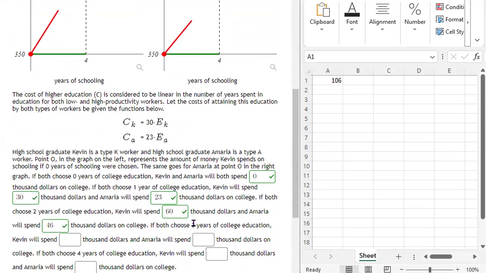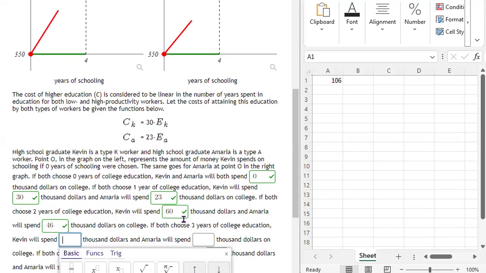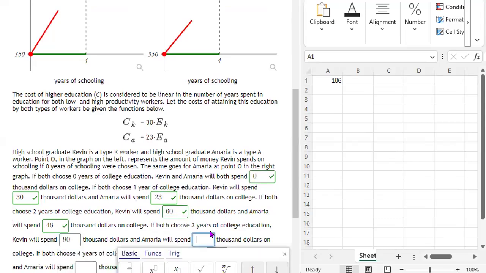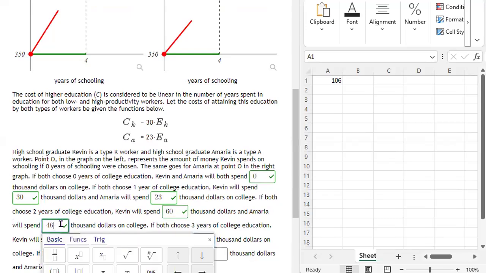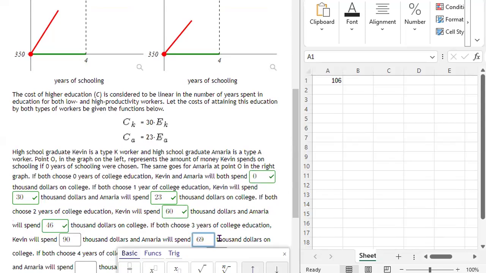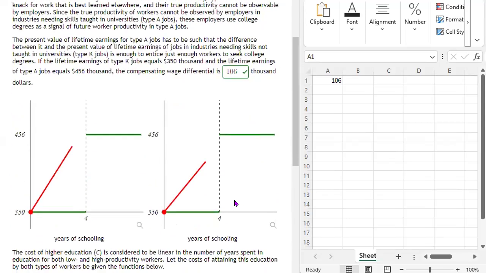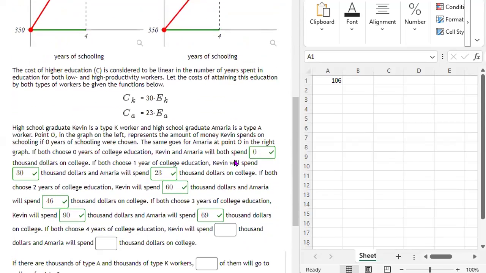If both choose 3 years of education, Kevin will spend what? $90,000 trying to get that college degree. Well, trying to get those 3 years of college. Amira will spend 23 more to 46, right? So 69. We're just adding 23 onto the 46. Okay, so neither has acquired that signal yet, right?